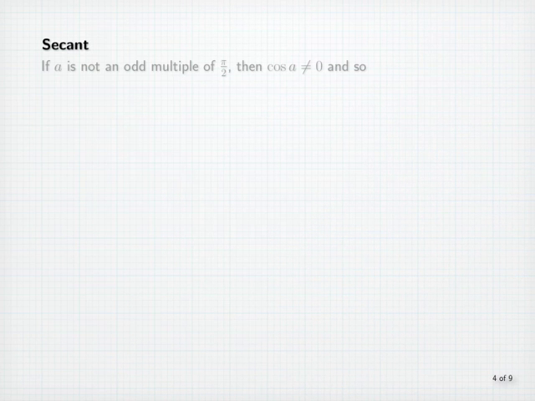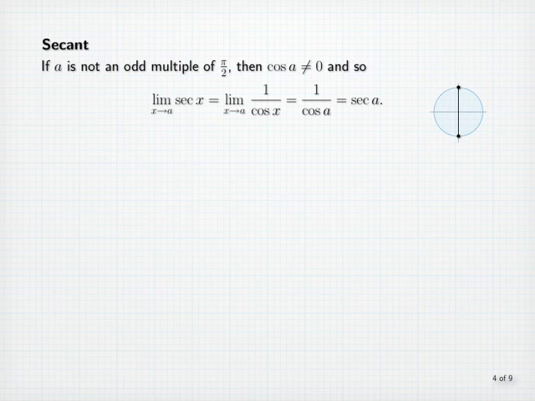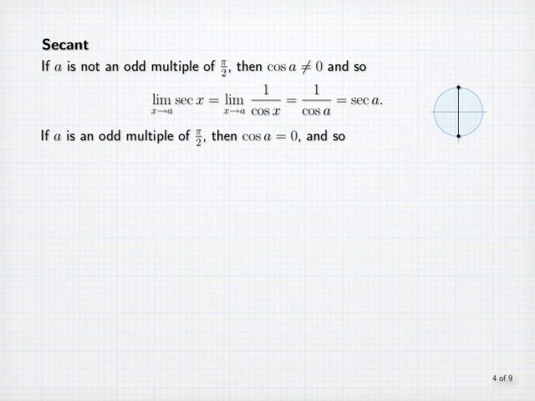Secant. If a is not an odd multiple of pi over 2, then cosine of a is not 0, and so the limit as x approaches a of secant x is the limit as x approaches a of 1 over cosine x, which is just 1 over cosine a, and that's secant a. If a is an odd multiple of pi over 2, then cosine of a is 0, and therefore the limit as x approaches a of secant x does not exist.